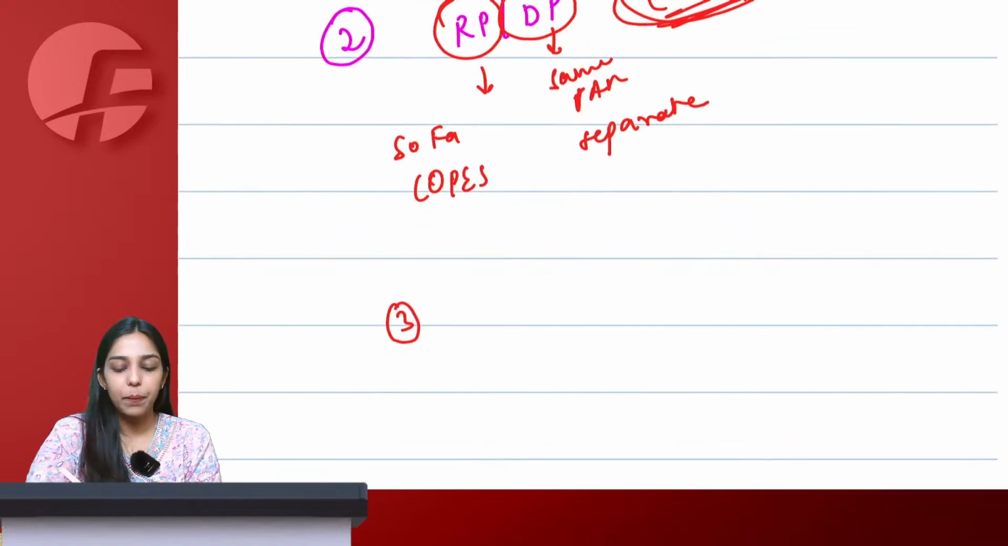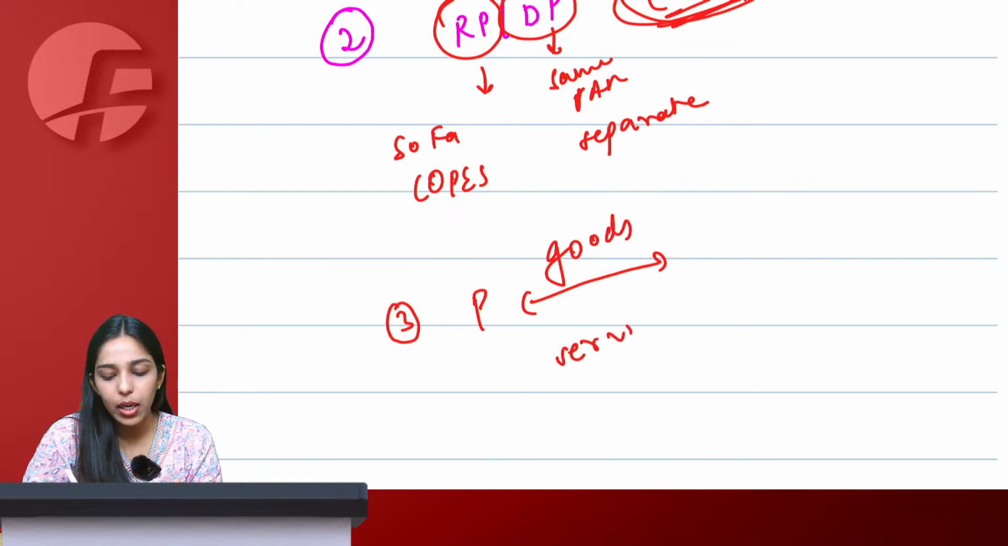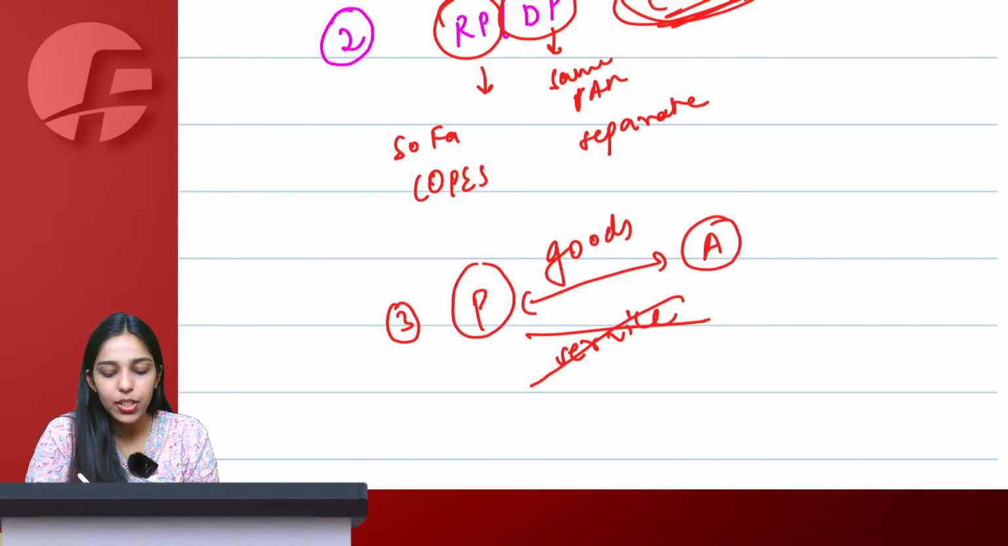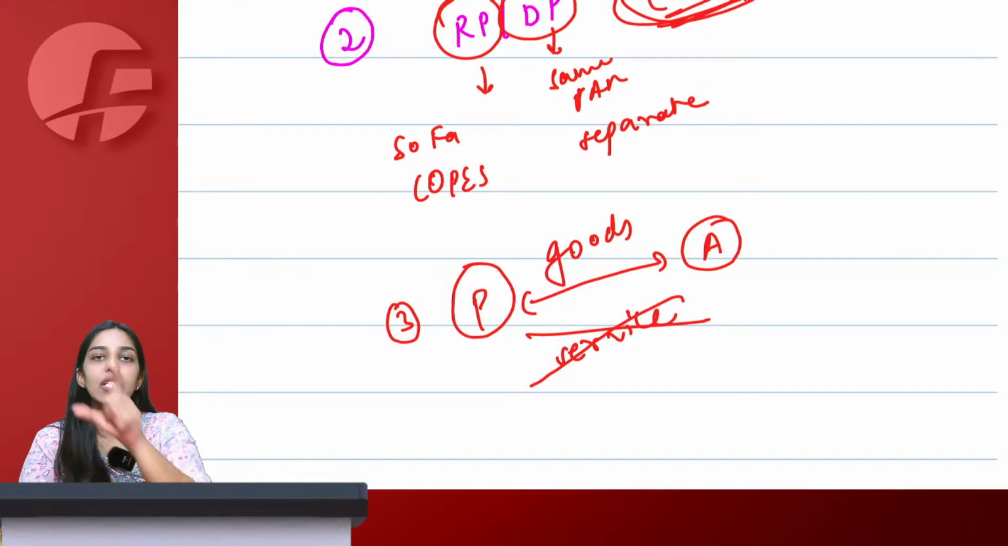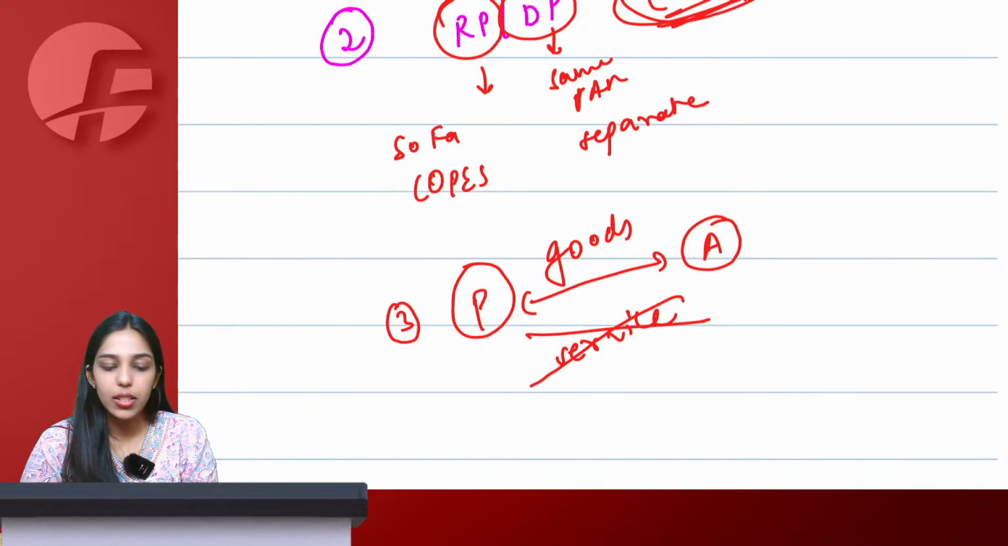Then point number 3, any transfer of goods. Now here particularly we are not talking about service. You can just write and strike off service, that if at all there is any goods transferred between principal and agent, meaning principal transferring goods to agent, agent transferring goods to principal, in that case it will be considered as supply even if it is without consideration.